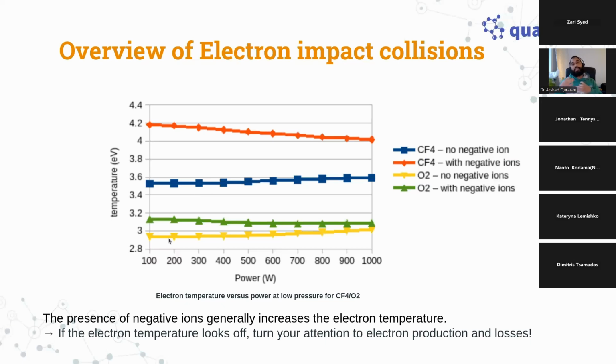So in general, the presence of negative ions increases the electron temperature, because when you introduce the negative ions in the plasma mixture, that increases the electron loss via electron attachment, and this leads to high electron temperature. So if the electron temperature looks off, turn your focus to the electron production and the losses term.